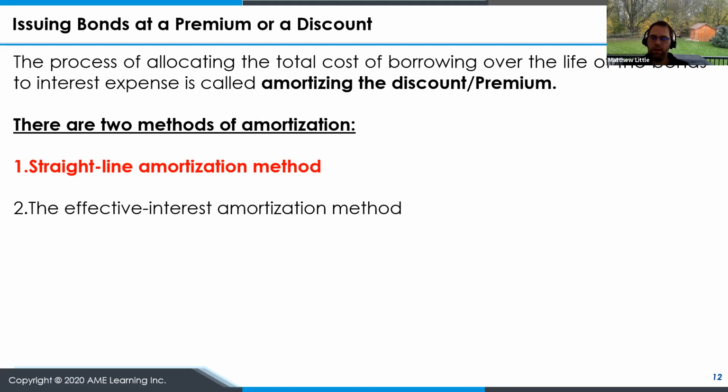There's what we call straight line, where it's the same amount every year, just like we talk about straight line depreciation. There's straight line amortization of premiums and discounts. And then after that, we will talk about the effective interest rate amortization method. So there are two different methods on how to calculate the annual amortization of the discount or premium.